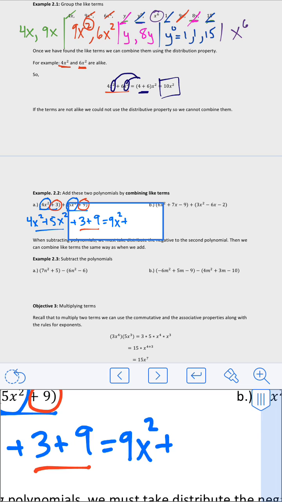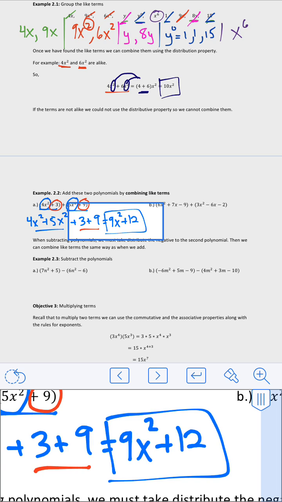And then add the constants, plus 12. And I'm done. I can't combine those last two because one of them is an x squared and one of them is a constant, right? So the most I'm going to get out of this is another binomial, 9x squared plus 12.